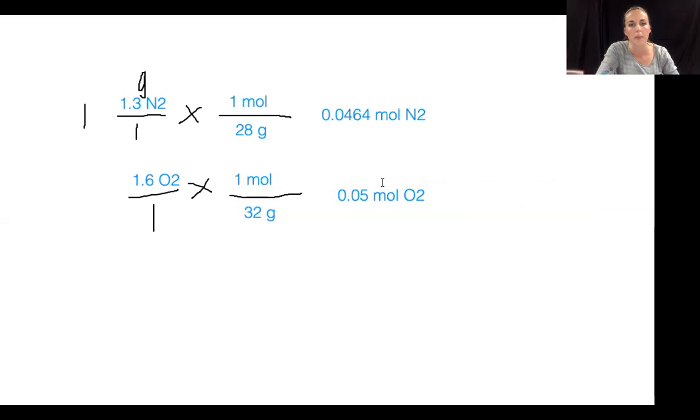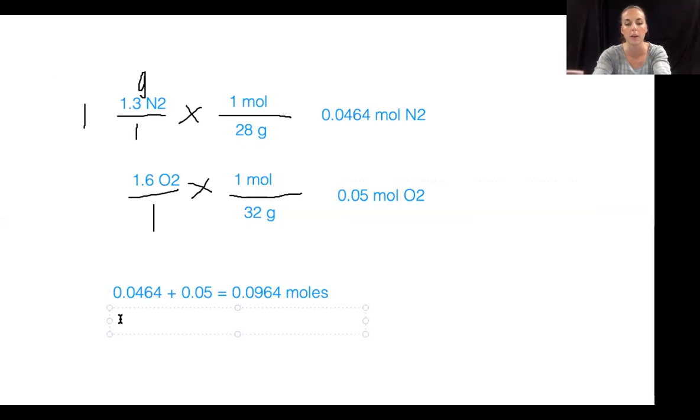Okay, here's the whiteboard. All right, so we have 0.05 plus 0.0464. So you're going to add them together. Your total number of moles is going to be 0.0964 moles, and that's total. Okay, so then your next step is going to be to plug it in that mole fraction equation and figure out what fraction of each they're taking up.